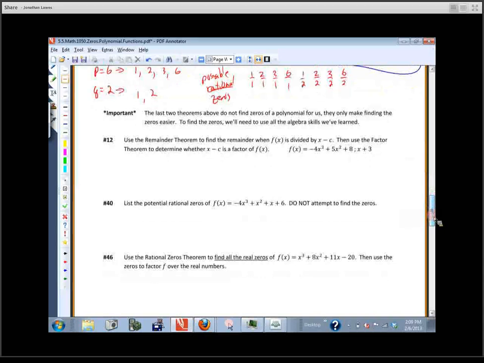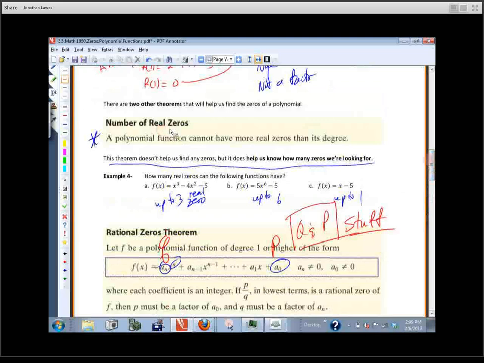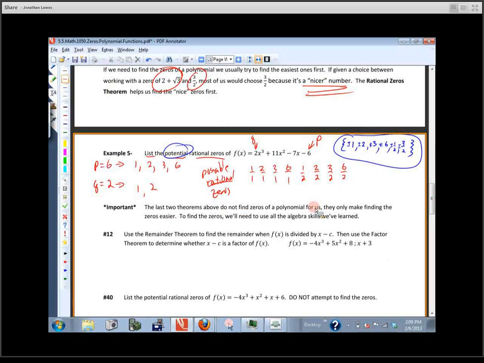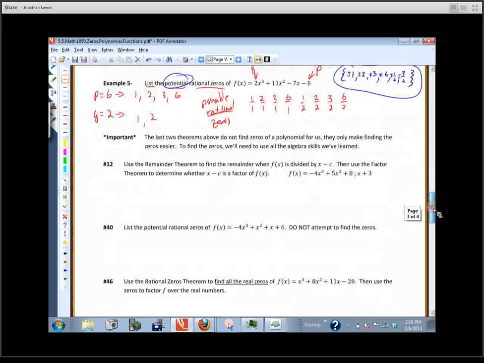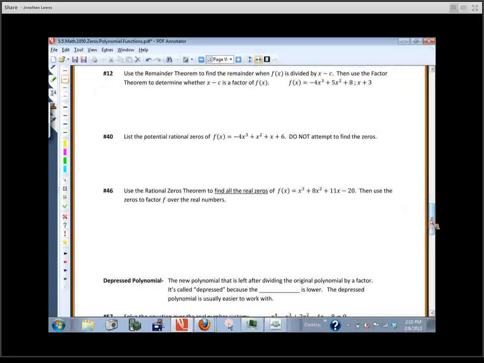I do want to point out that those last 2 theorems, the rational zeros theorem and the number of real zeros, don't find the zeros for us. They don't tell us whether or not it's a zero. They just help us produce a list and make finding the nice zeros especially easier. So we're going to learn to use those theorems, and we're going to use a lot of algebra to figure this stuff out. Any questions? That is all the stuff you need to know. Now we just need to figure out how to apply it.